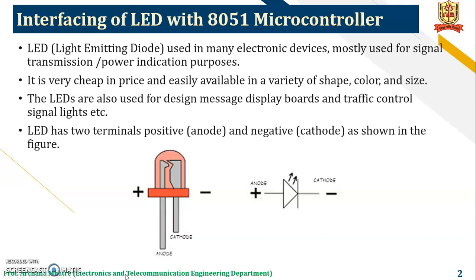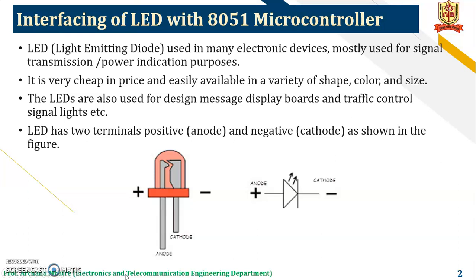LED is a light emitting diode used in many electronic devices, mostly used for signal transmission and power indication purposes. It is very cheap in price and easily available in a variety of shapes, colors and sizes. LEDs are also used in design, message display boards, traffic control signals, lights, etc.